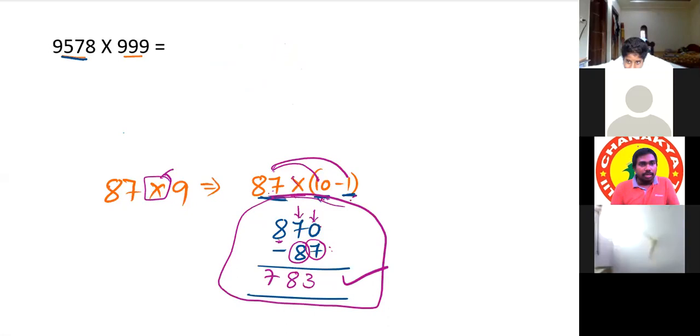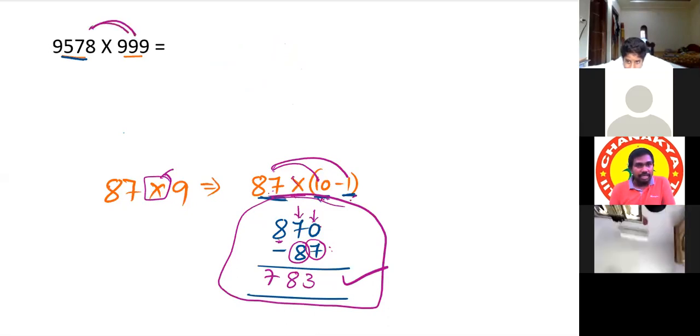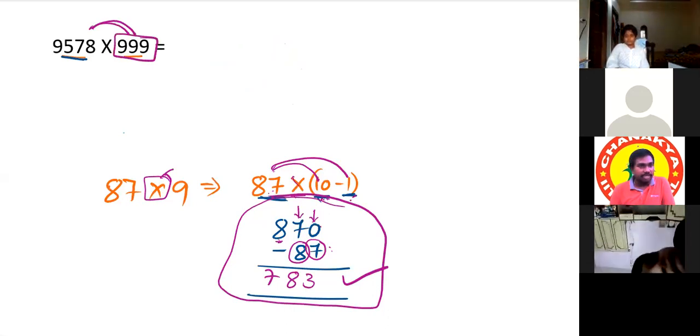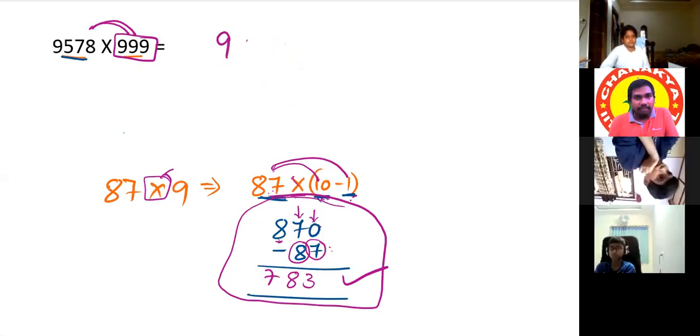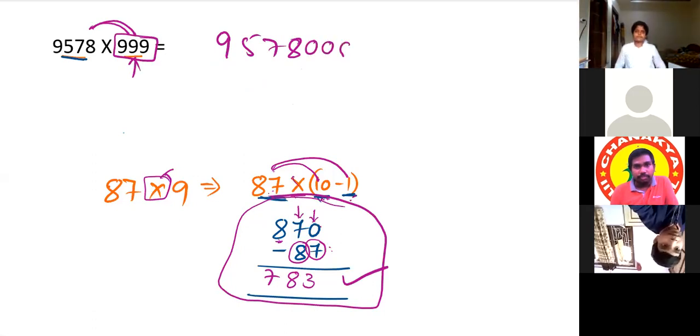See, it is not the number of difference. Here, the number of zeros should be equal to the number of nines. See, 9578: how many nines are there? 3. Simply put 3 zeros. Subtract the same number, 9578.